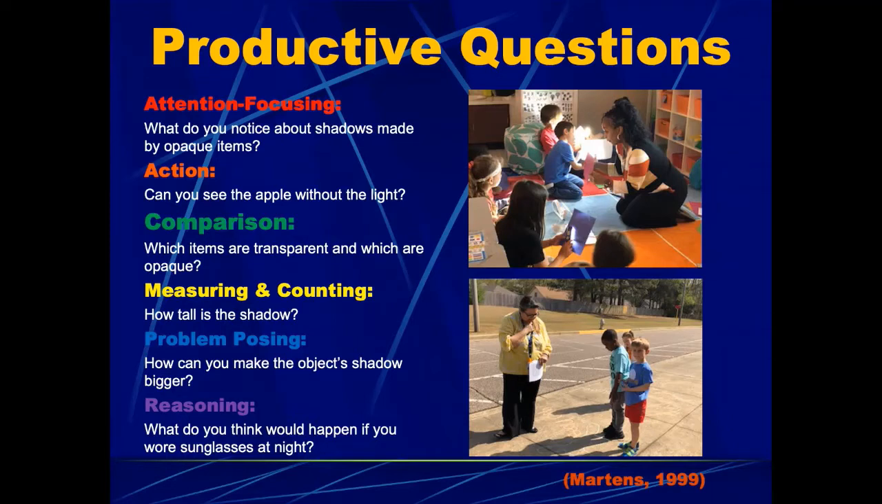Possible questions include attention-focusing questions. What do you notice about shadows made by opaque items? Action questions. Can you see the apple without the light? Comparison. Which items are transparent and which are opaque? Measuring and counting. How tall is the shadow? Problem posing. How can you make the object's shadow bigger? Reasoning. What do you think would happen if you wore sunglasses at night?